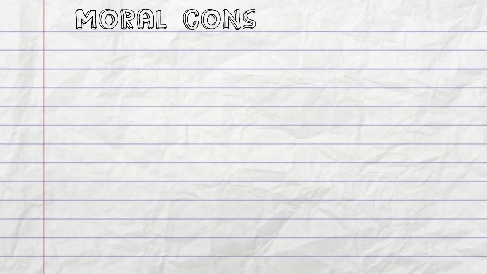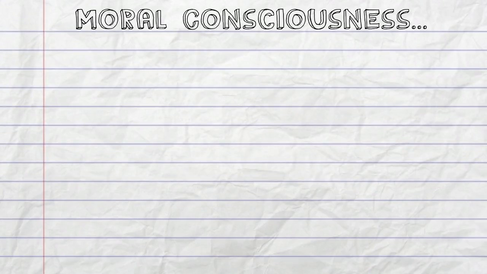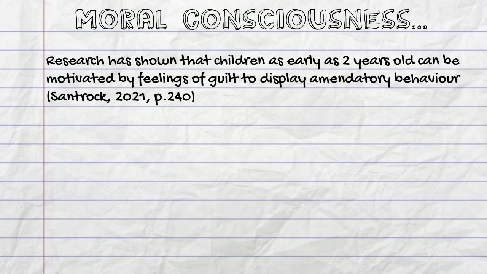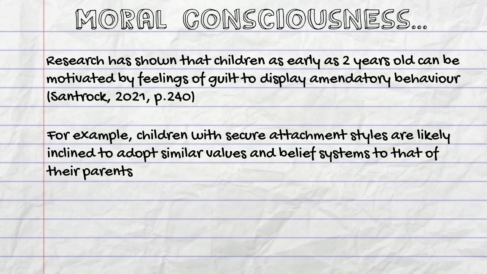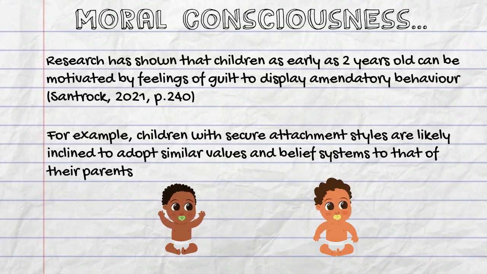Conscience, in relation to moral development in children, is evidently present through the conveyance of empathy, guilt, and discomfort following transgression or conflict. Research has shown that children as early as 2 years old can be motivated by feelings of guilt to display a mandatory behaviour. For example, if one child takes away a second child's toy, to which the second child displays distress by crying or screaming, the first child may give back the toy to amend the situation.